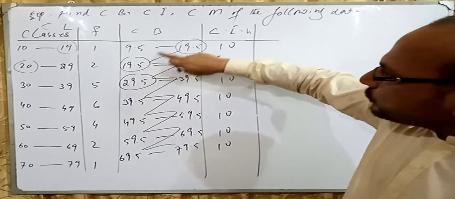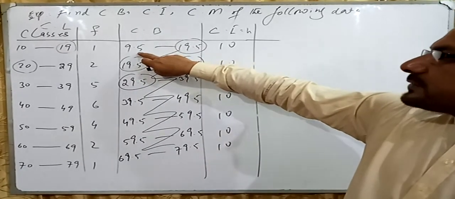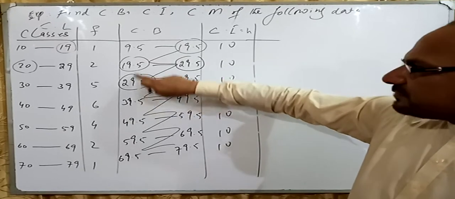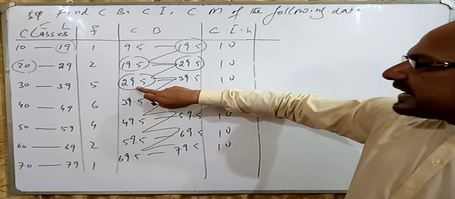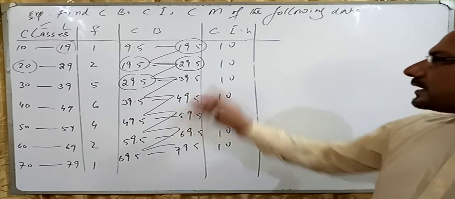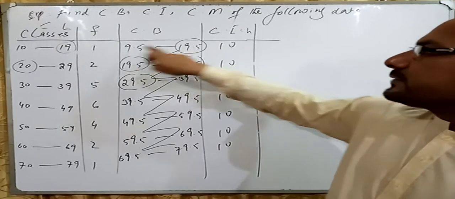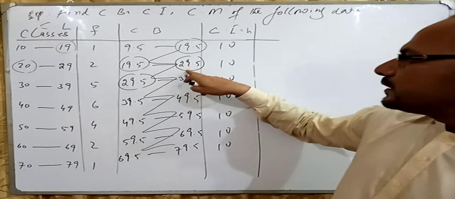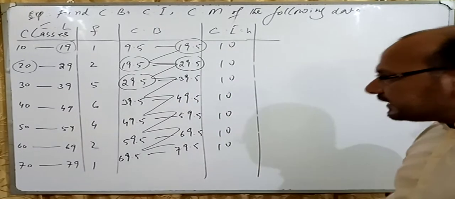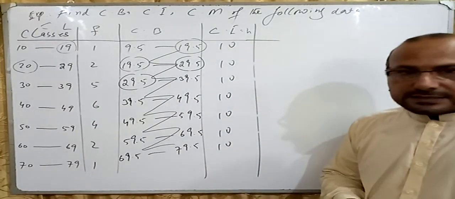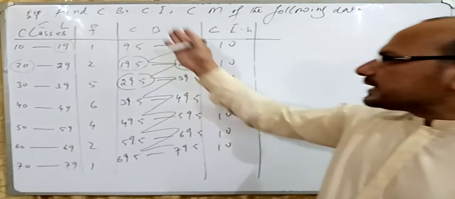Look at, if you do it vertically, so 19.5 minus 9.5, 10, 29.5 minus 19.5, 10, 39.5 minus 29.5, 10, and so on. Horizontally also it's giving you the same answer: 19.5 minus 9.5, 10, 29.5 minus 19.5, 10 again. So by this way you can find out the class interval. You can get the class interval in class limits as well as in class boundary.